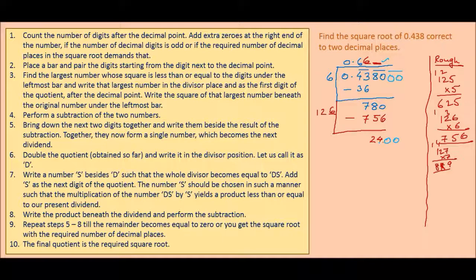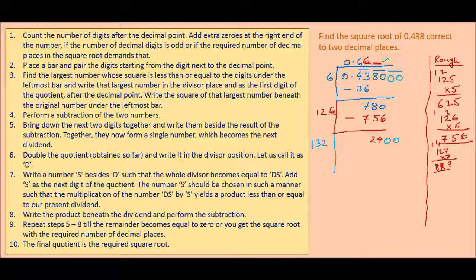Bring down the next 2 digits together. We have brought down and written them beside the result of the subtraction. Together, they form a single number. It is 2400, which becomes the next dividend. Our next dividend is 2400. Rule number 6. Double the quotient obtained so far. The quotient obtained so far is 66. 66 multiplied with 2 will be giving us a product of 132. And write it in the divisor position.